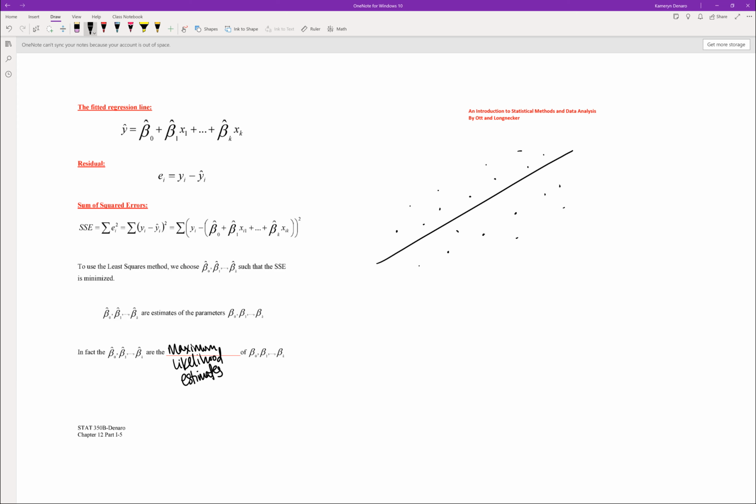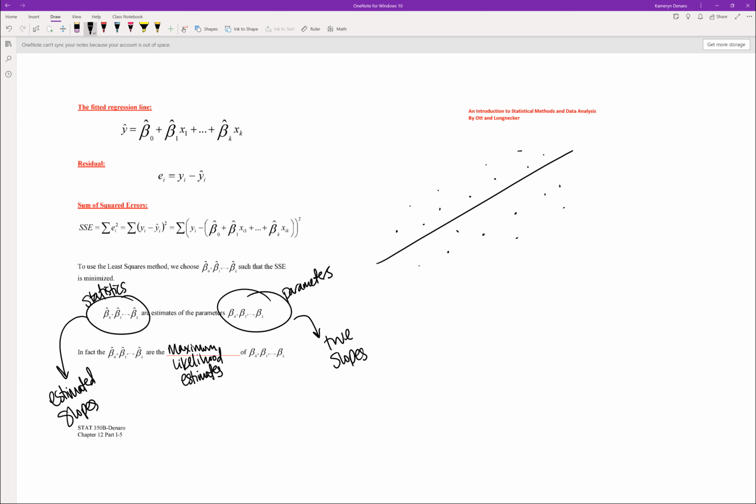So remember that essentially everything with the hat, these are our statistics. And the beta 0 to the beta k, these are our parameters. They are the slopes in our regression line, right? These are essentially the true slopes for all of our x's, and these are estimated slopes. All right. Good so far.